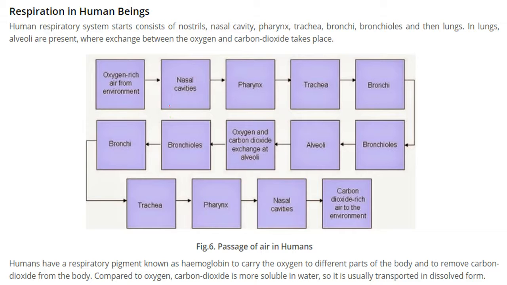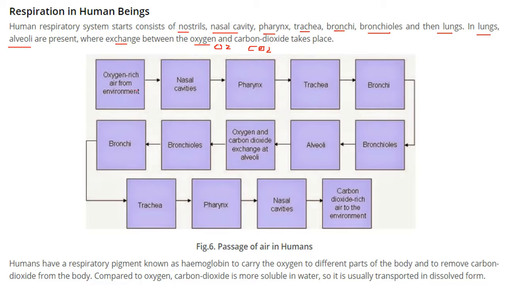This is the respiration in human beings. Now it starts with the nostril. The human respiratory system starts with the nostril, then the nasal cavity, pharynx, trachea, bronchi, bronchioles, and then lungs. Lungs are the basic organ of the body where actual respiration takes place. So what happens in lungs? There are alveoli, and here the exchange between oxygen and carbon dioxide takes place.